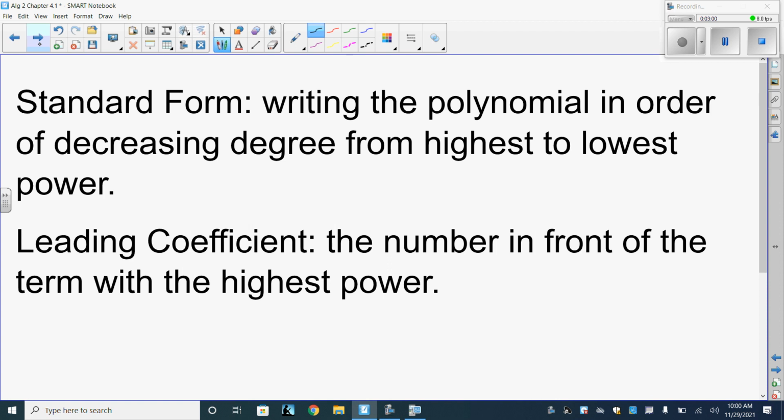Standard form is the polynomial in order of decreasing degree from highest to lowest. And the leading coefficient is the number in front of the variable with the highest exponent. Leading coefficient will always be the number in front of the variable with the highest power or biggest exponent. Any questions on any of this so far?